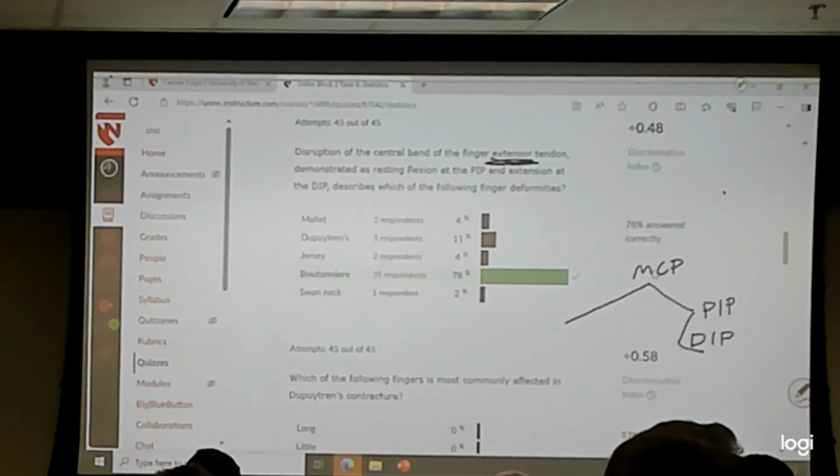Dupuytren's contracture, MCP, and PIP flexion. So that one is flex, flex.